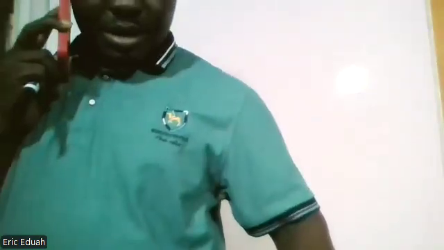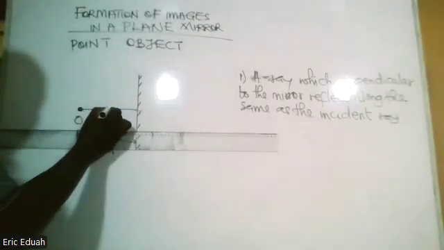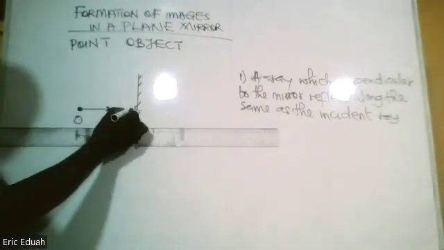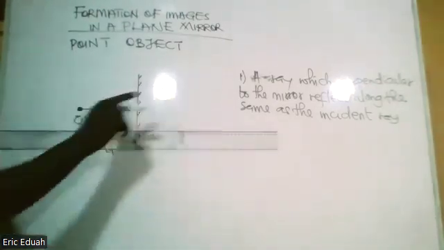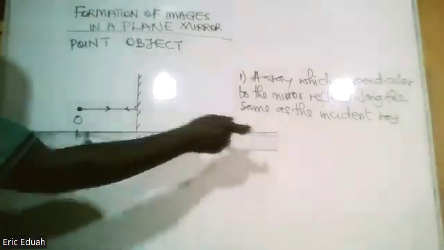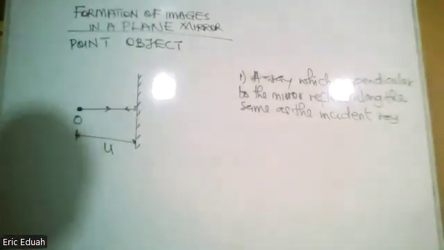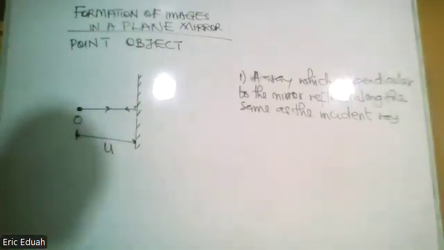Formation of images. If the ray is perpendicular to the mirror, meaning it is making an angle of 90 degrees with the mirror, it will reflect along the same path. So the incident ray is indicated by the arrow pointing to the mirror, and the reflected ray is indicated by the arrow moving towards the image. And this will happen because this ray is perpendicular to the mirror.